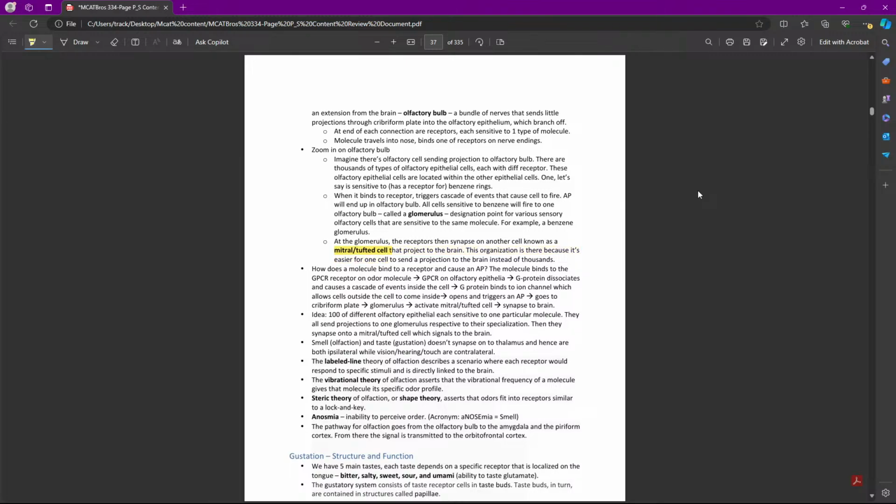So how does a molecule bind to a receptor and cause an action potential? The molecule binds to the GPCR on the olfactory epithelial cell. The G protein dissociates and causes a cascade of events inside the cell. The G protein binds to an ion channel which allows ions outside the cell to come inside.